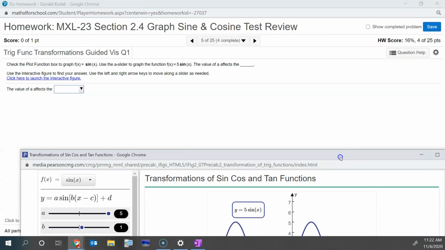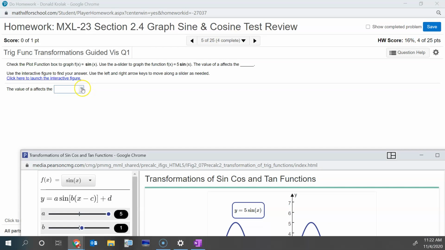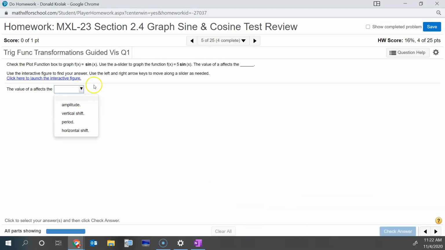Okay, so based on that, the A value affects which choice? What does the A value affect? The amplitude.